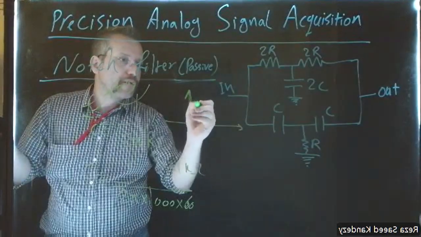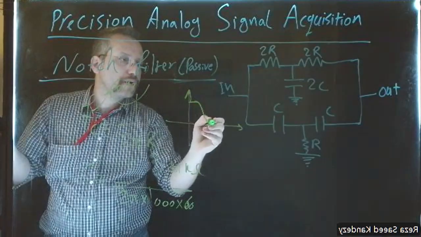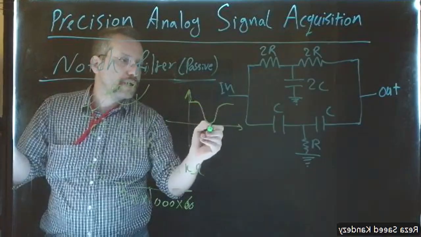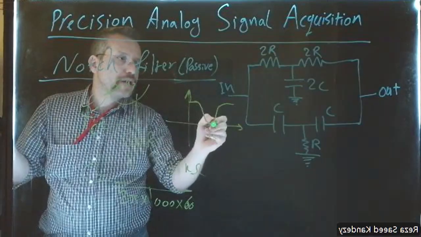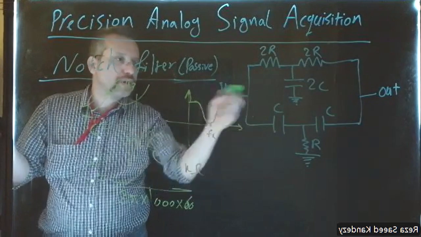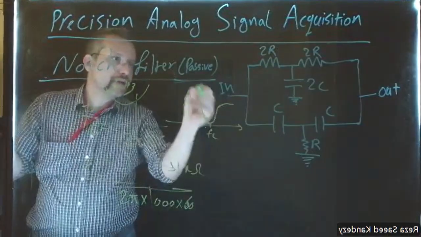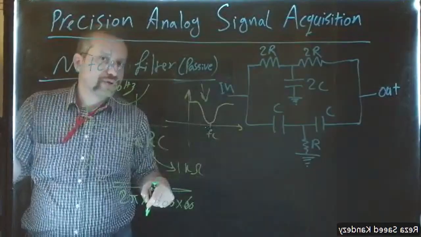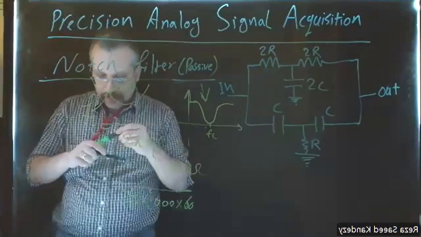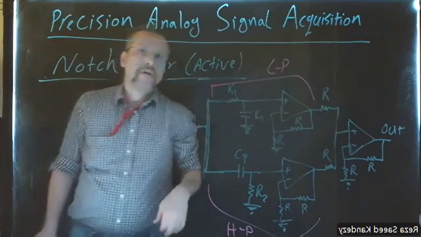So we have no attenuation at low frequency, and then near that cutoff frequency, we are gonna see some attenuation, and then again the filter would allow the higher frequencies to pass. So this is gonna be the performance of a notch filter. Okay, now let's move on to the active notch filter.